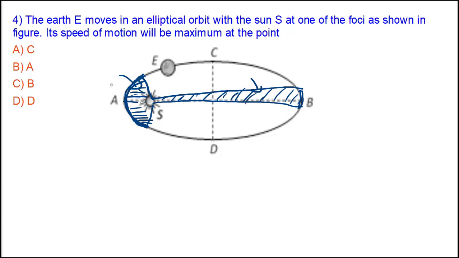So it is natural that when the Earth is moving around point A, it will move at a very large speed so as to cover large distances and cover the same amount of area which is covered at this point. And here the Earth has to move only a little, not more, so as to cover this much area. This consequence is because of Kepler's second law of planetary motion. So what we conclude is the speed is maximum at point A and minimum at point B. So this is minimum velocity, this is maximum velocity. So point A is the answer.